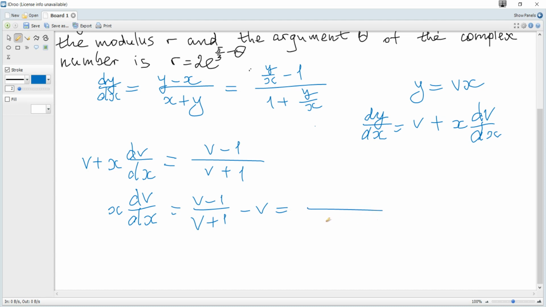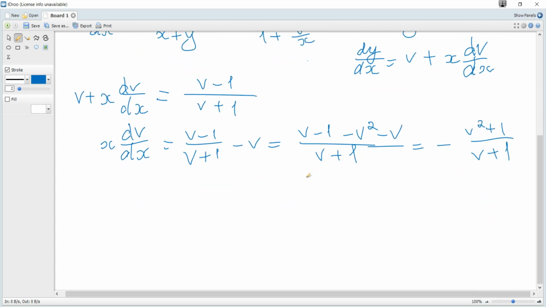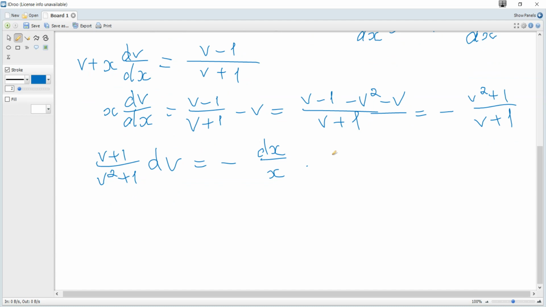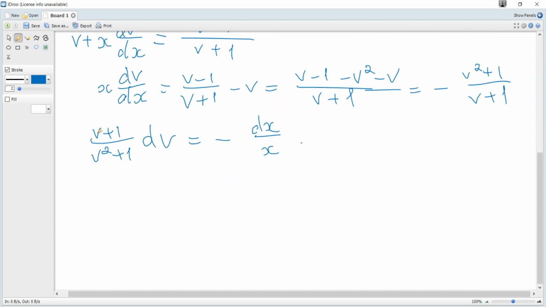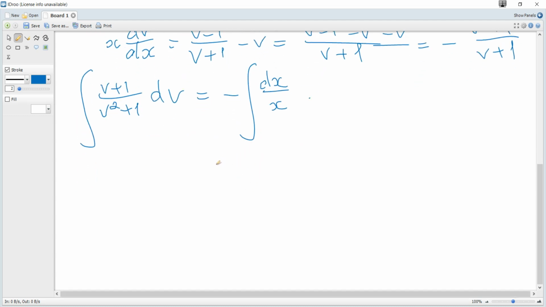Let's make a common denominator. So it becomes v minus 1 minus v squared minus v, which is equal to negative v squared plus 1 over v plus 1, and it becomes v plus 1 over v squared plus 1 dv is negative dx over x. So we can solve it by separating variables, or actually by finding integrals.